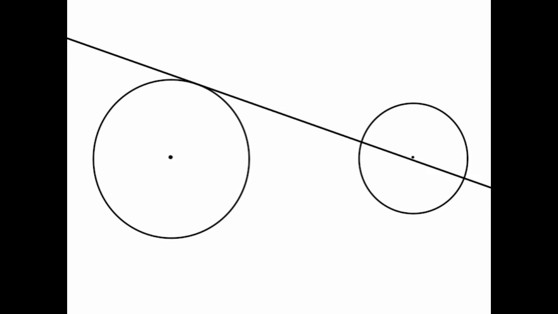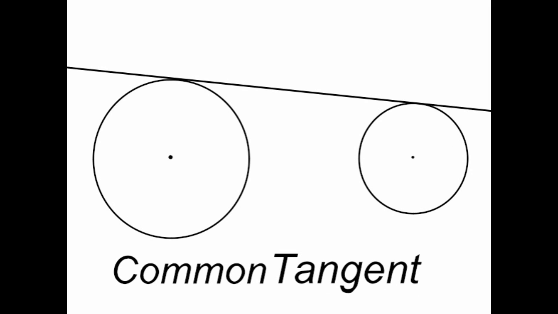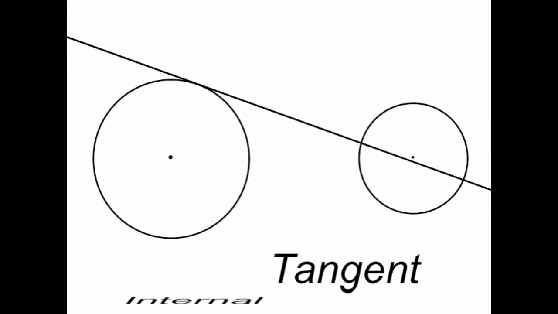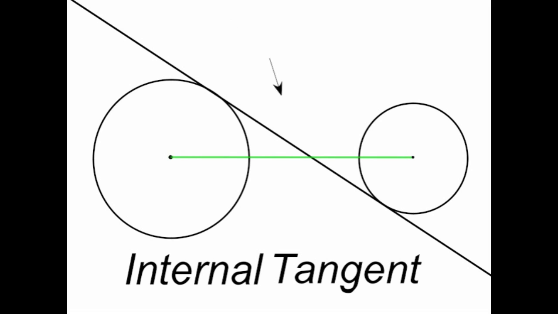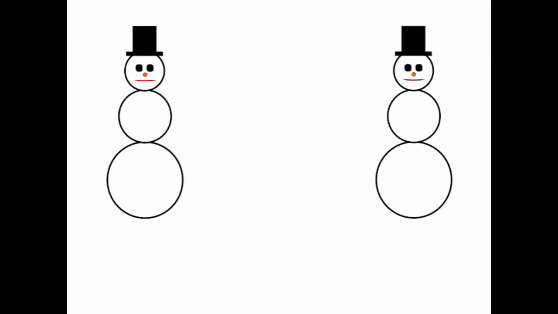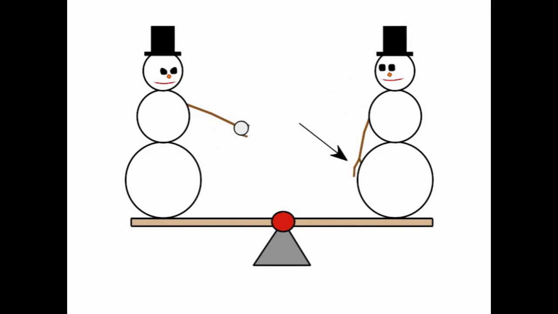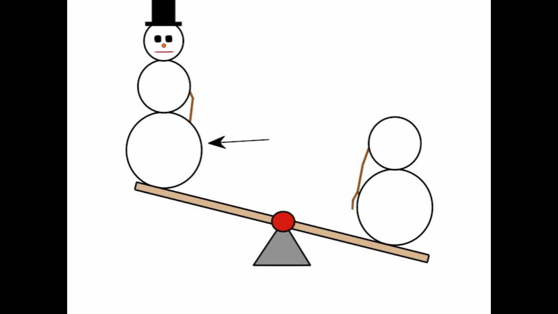A line that is tangent to two coplanar circles is called a common tangent. A common internal tangent intersects the segment joining the centers of the two circles. A common external tangent does not intersect the segment joining the centers. Now, imagine two snowmen standing a few feet apart, placed on a seesaw. The bottom snowballs are like two circles touching an external tangent, the seesaw.